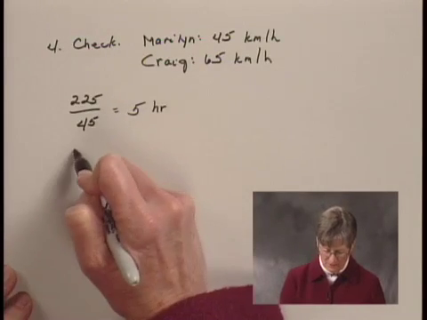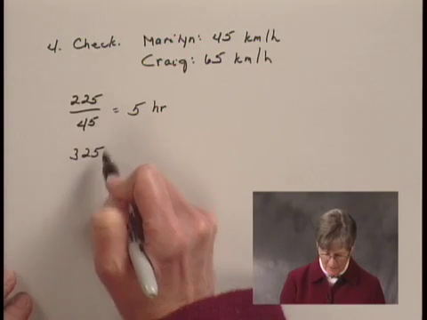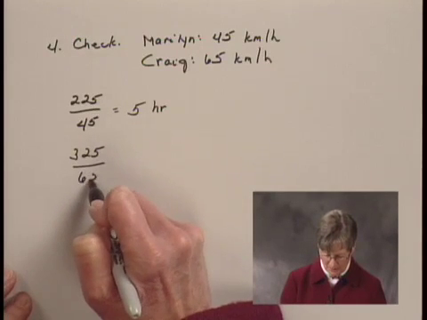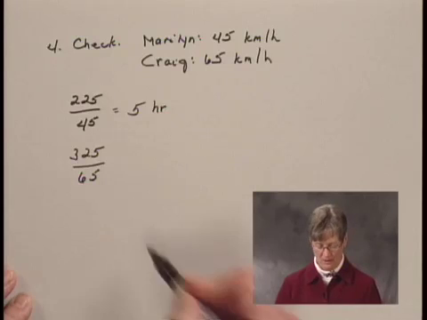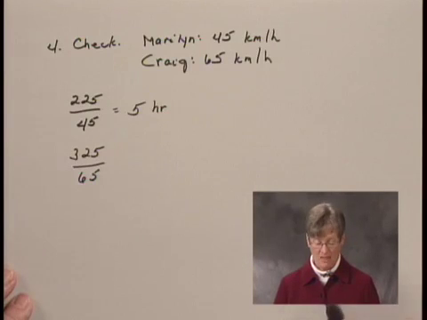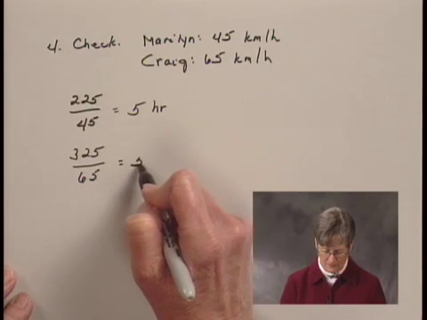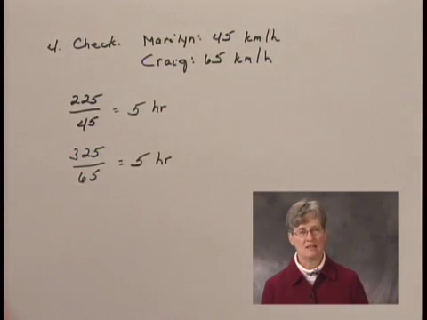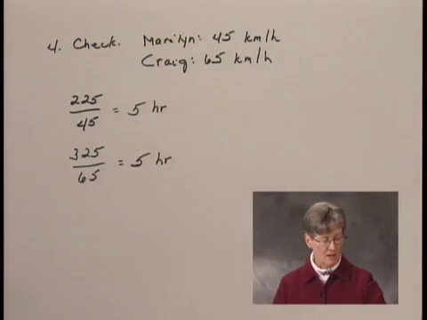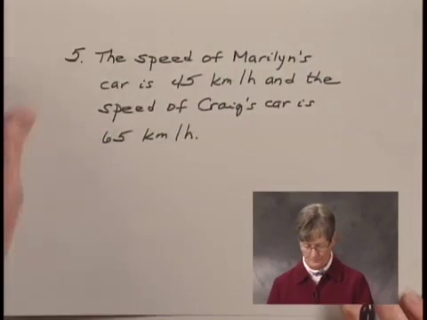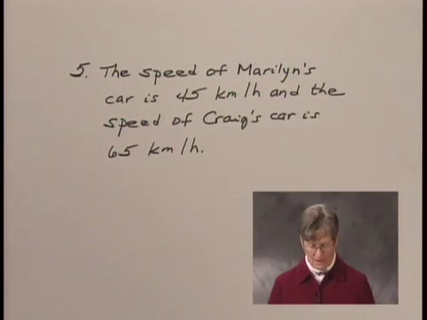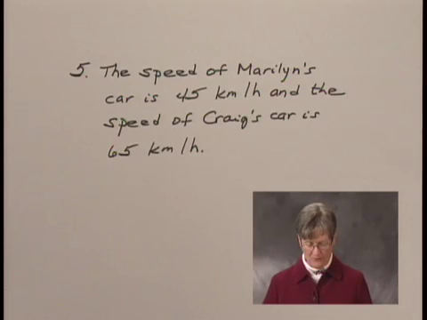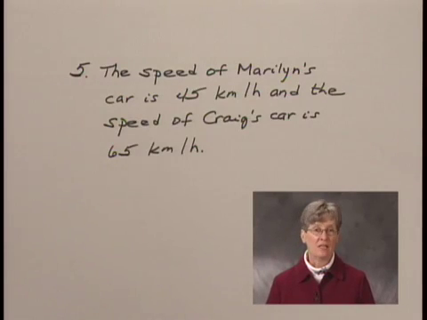And if Craig travels 325 kilometers at 65 kilometers per hour, the time it takes him to do this is 325 divided by 65. And that's also 5 hours. So the times are the same, and that tells us then that the answer checks. And we can state the answer. The speed of Marilyn's car is 45 kilometers per hour, and the speed of Craig's car is 65 kilometers per hour.